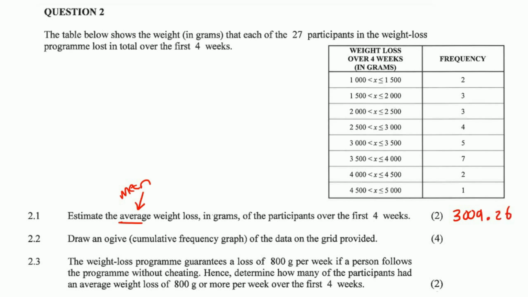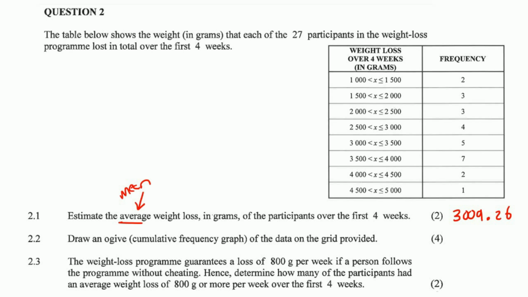Okay, and that makes sense. I mean, the average is usually somewhere here in the middle, because that's usually where there's more people. If you look there, 4s, 5s, and 7s, whereas these ones are 2s and 1s. So the average is usually somewhere here in the middle, and that is around 3,000. So if our answer was like 1,000, then you know something's not right.